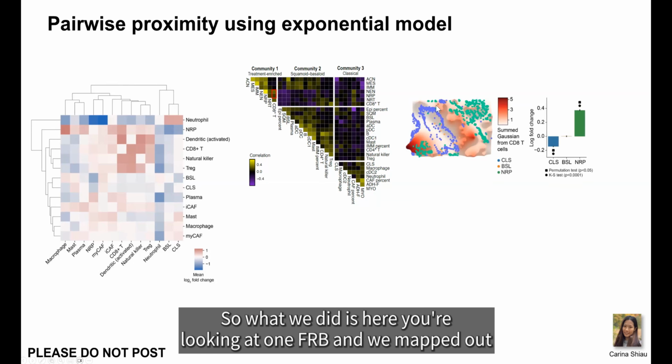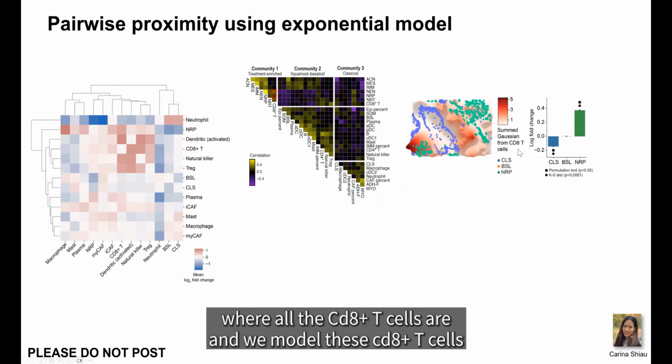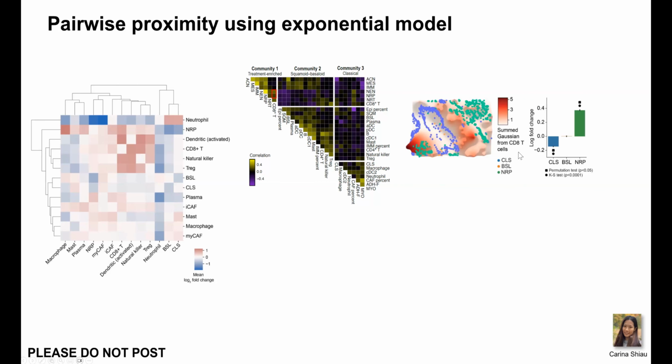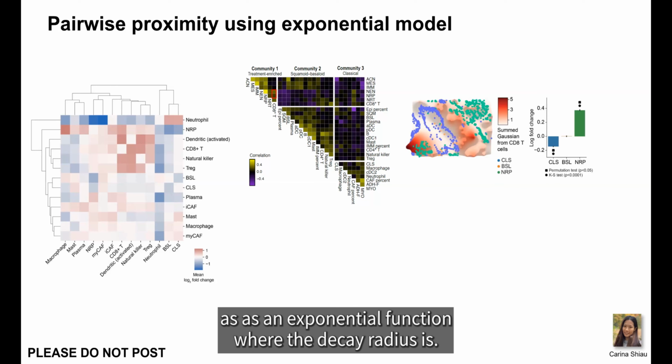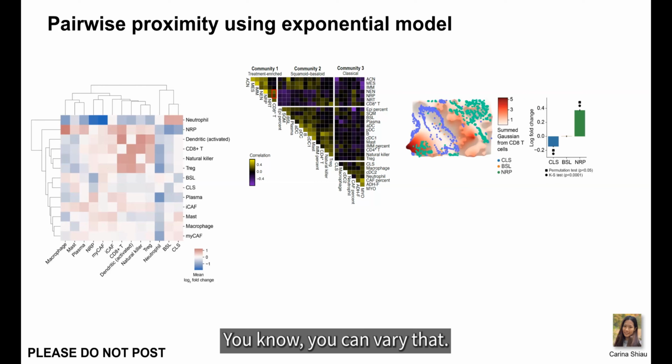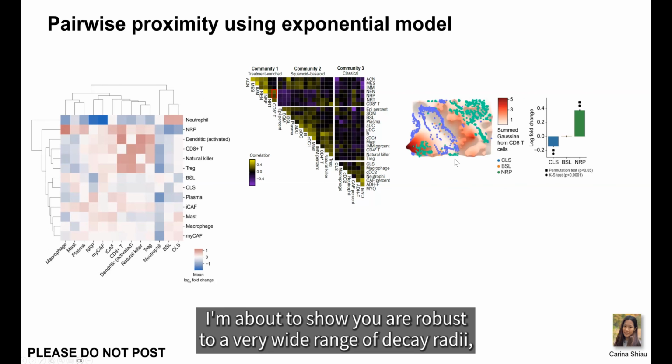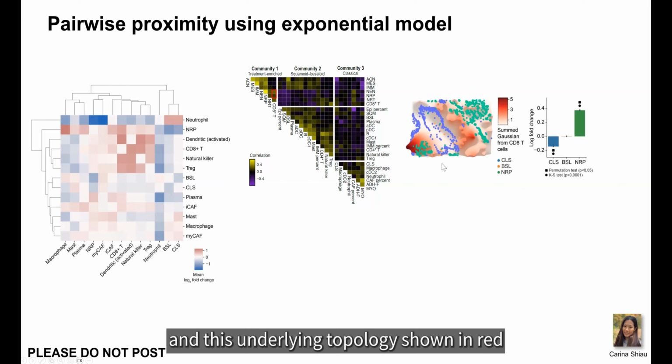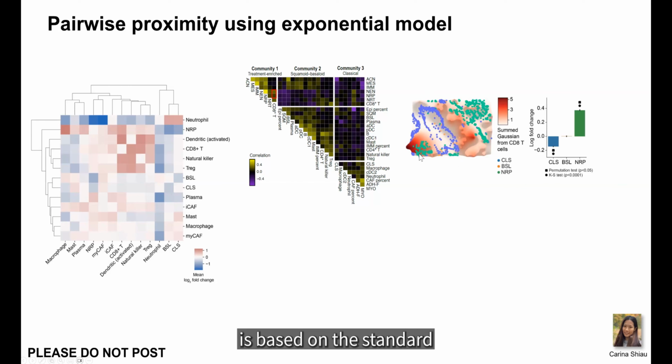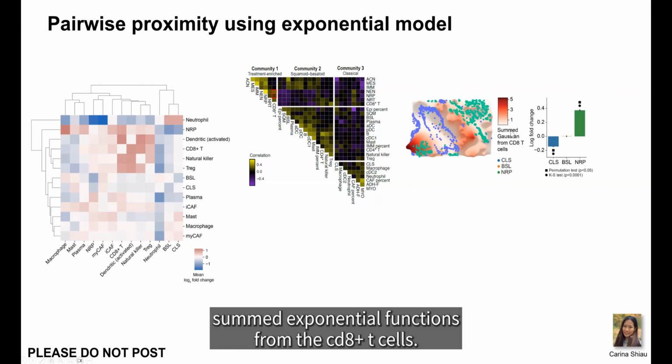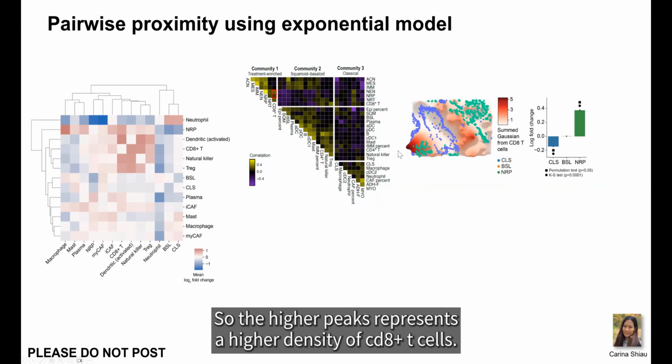So what we did is here you're looking at one FOV, and we mapped out where all the CD8 T cells are, and we modeled each CD8 T cell as an exponential function, where the decay radius you can vary, and the results I'm about to show you are robust to a very wide range of decay radii. And this underlying topology shown in red is based on the summed exponential functions from the CD8 T cells, right? So the higher peaks represent a higher density of CD8 T cells.